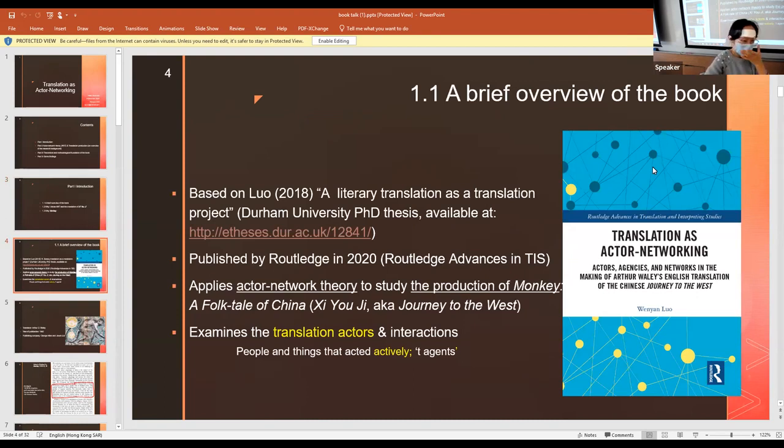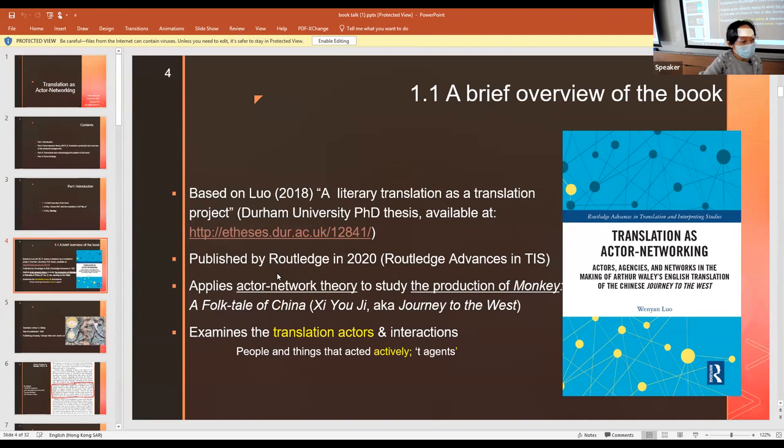My book, Translation as Actor Network Theory, was written based on my PhD thesis at Durham, a literary translation as a translation project. The whole thesis is now available at the Durham e-thesis repository, and you can download the thesis if you're interested to look at it.